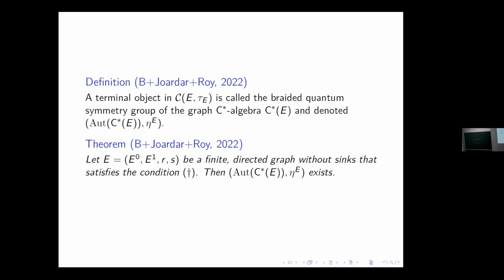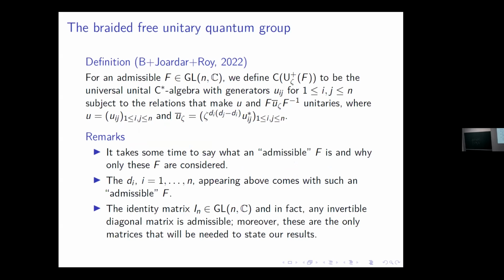I think I have some time to explain the proof, maybe a sketch of the proof. Before that, we would be needing the braided version of the free unitary quantum group. So if we recall, for an invertible matrix F, we can define the free unitary quantum group, which is the universal unital C*-algebra generated by the u_ij's, such that you take the matrix U defined out of the u_ij's, you demand that U is unitary and the conjugate matrix is equivalent to a unitary. It is the same definition, but we have to restrict the classes of the matrices F, which I call admissible.